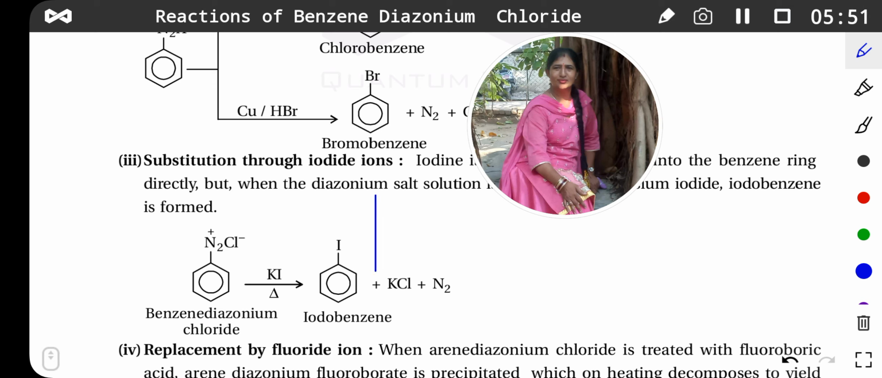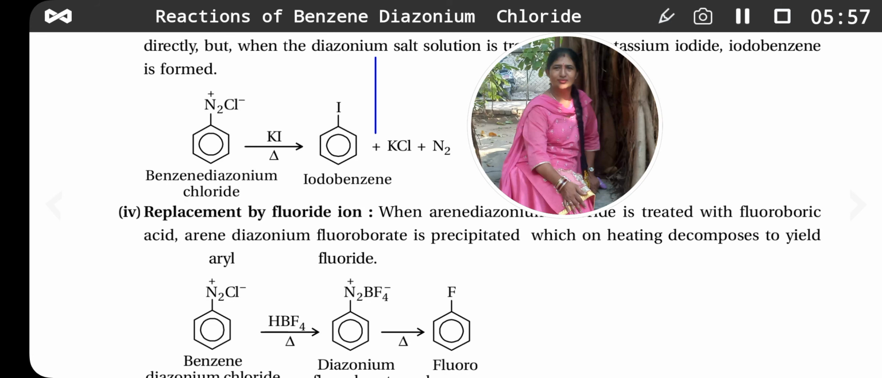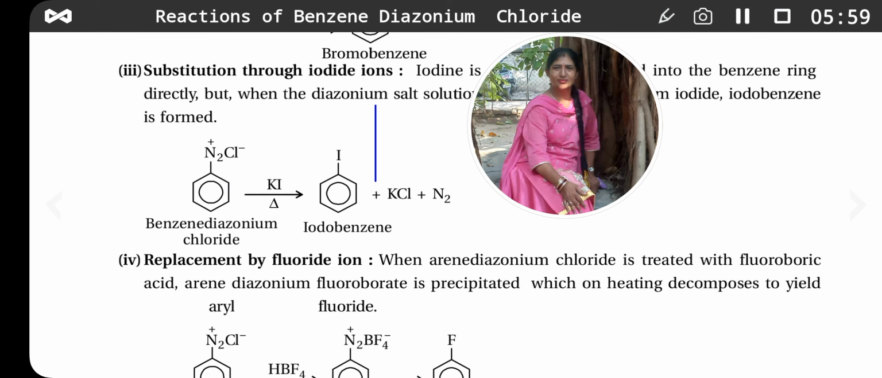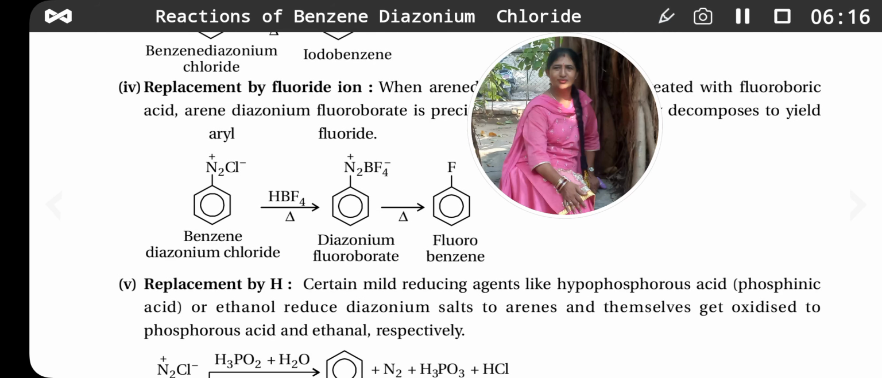In the same manner, you can see N2 would be replaced by your fluoride ions. Here, when arene diazonium chloride is treated with your fluoroboric acid, diazonium fluoroborate is precipitated. When you are heating it, it decomposes to yield your fluorobenzene.